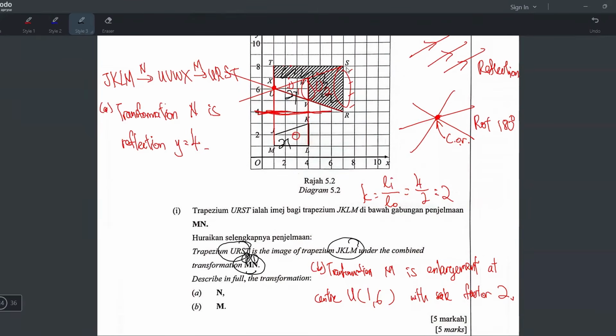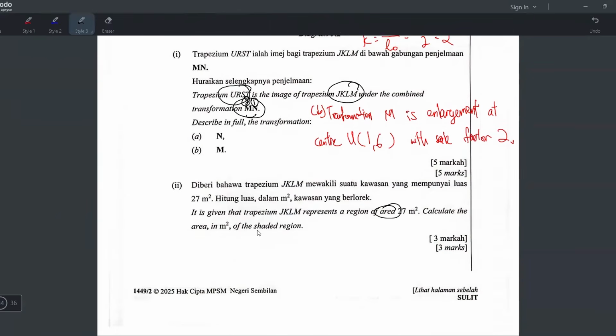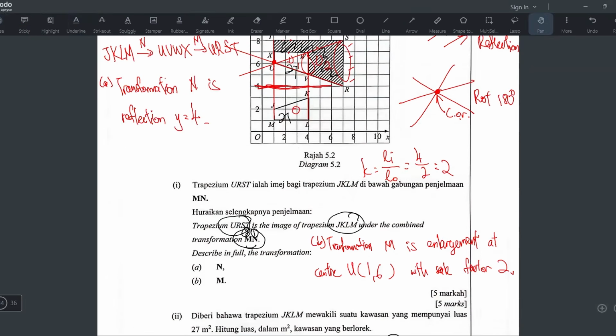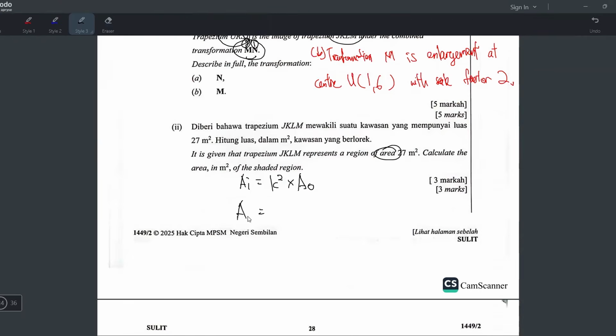So what you have to do is find the big one first. The formula you will use is AI equals K squared times AO. Area of image equals K squared times area of object. In this case, the area of image will be I2, and when I say I2, it includes this also, the whole thing. It's URST. URST is the I2. So I will write the whole thing equals K, which is 2, that's the scale factor, squared, times the object, 27. You press this and you will get the area of image: 108. And the unit, you follow here, meter squared.